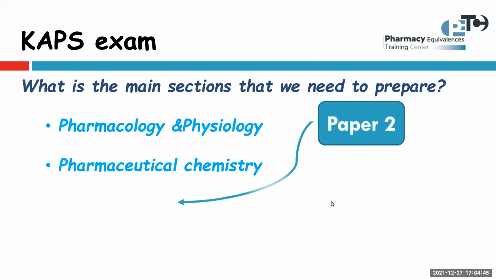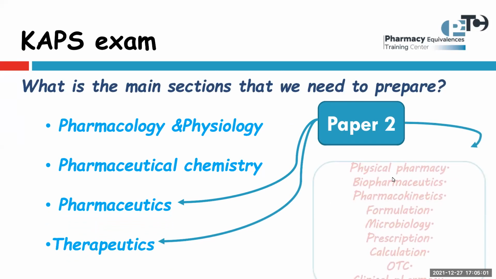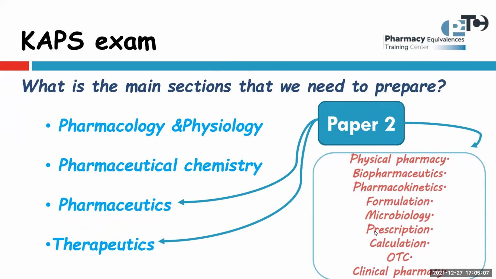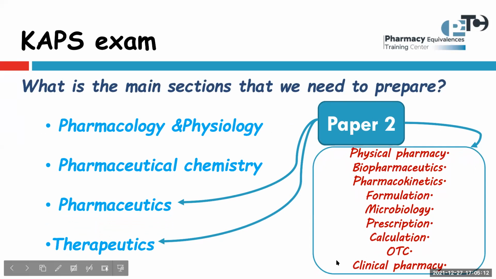Paper 2 is also formed of 2 sections. The main 2 sections are pharmaceutics and therapeutics. These 2 sections are formed of subsections like physical pharmacy, biopharmaceutics, pharmacokinetics, formulation, microbiology, prescription, calculation, OTC, and clinical pharmacy. Those are the content that they will ask about, so we should prepare all of them.